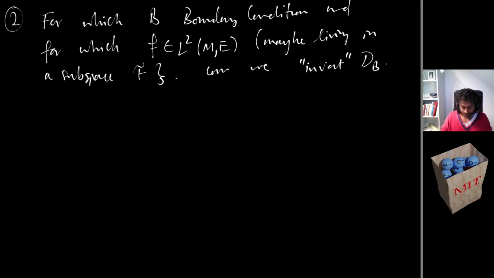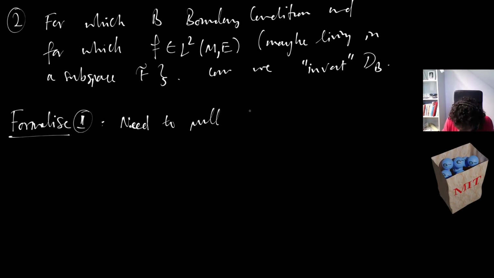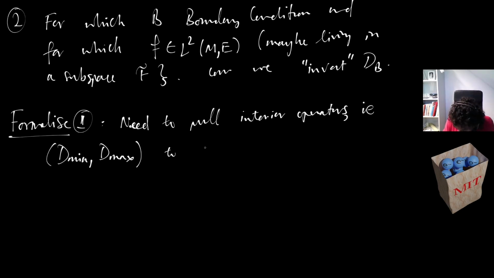So now I want to formalize this first point. What do we need to do to formalize it? We need to pull the interior operator, i.e. Dmax, or the interior operators, i.e. Dmin, Dmax. The min is also important. So the pair of operators to the boundary.